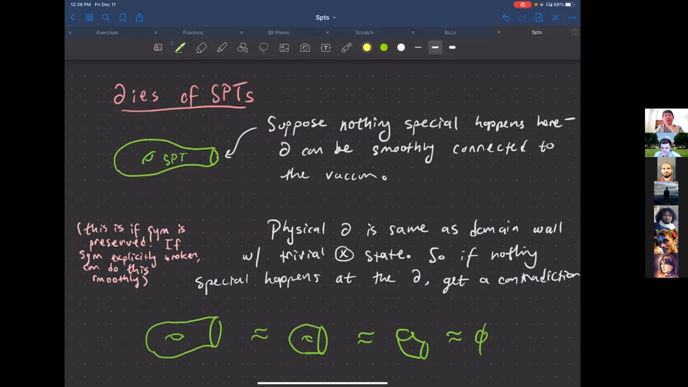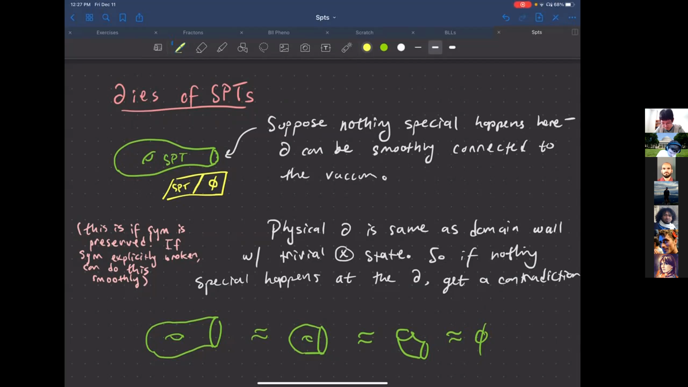So suppose that nothing special happened on the boundary. Then the boundary of a manifold: I have my SPT here on this manifold, and then I have a boundary. The boundary is essentially just a domain wall between that system and a trivial gapped system, right? So if I have my SPT here, and then I have this trivial vacuum phase, where the trivial vacuum phase is not only gapped and non-degenerate, but when I couple it to any fields, the response theory is also trivial.